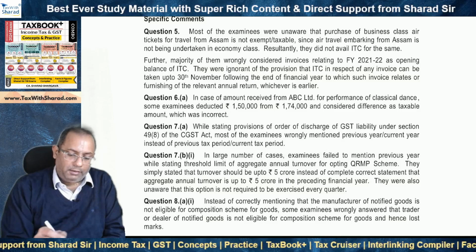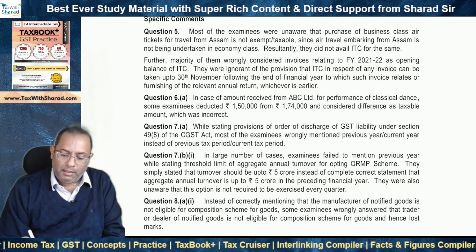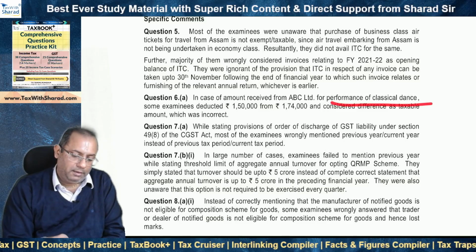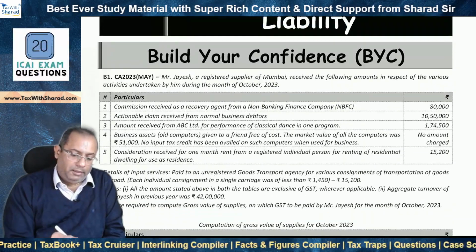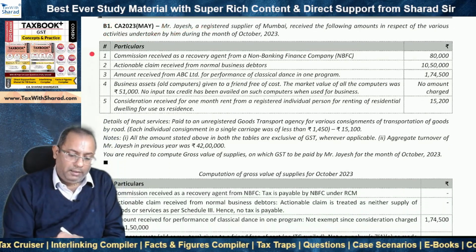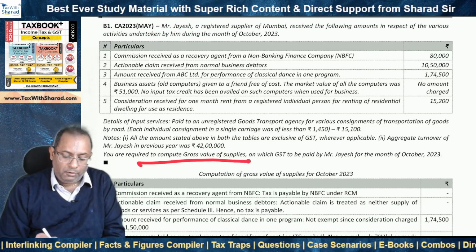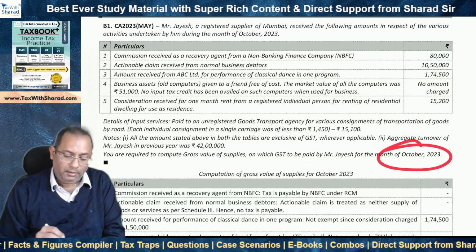Next question is question 6A, and this is with regard to performance of classical dance. Let's see the question. CA 2023 May, Mr. Jayesh. Certain details are given, and then we are required to compute the gross value of supplies on which GST is to be paid for the month of October 23.